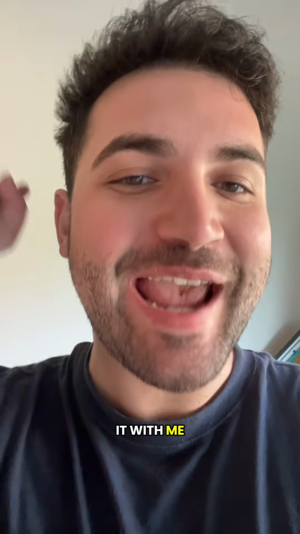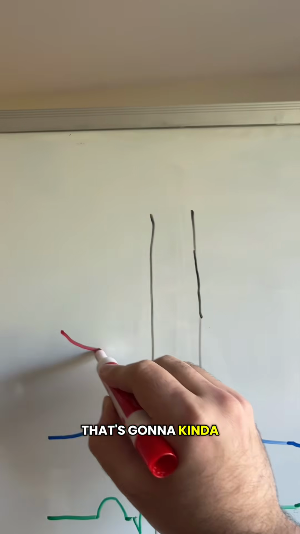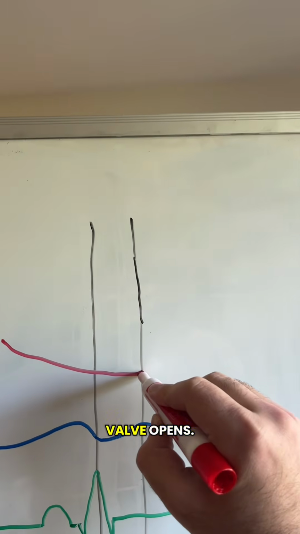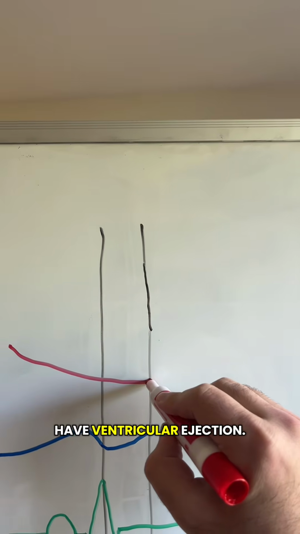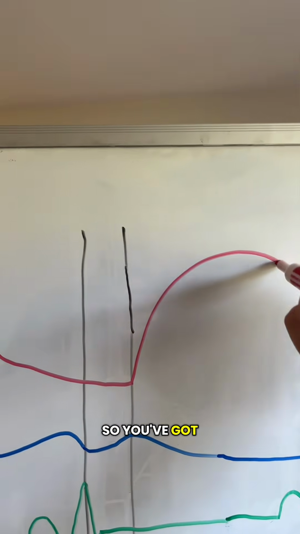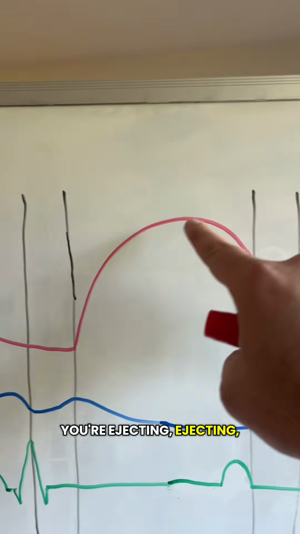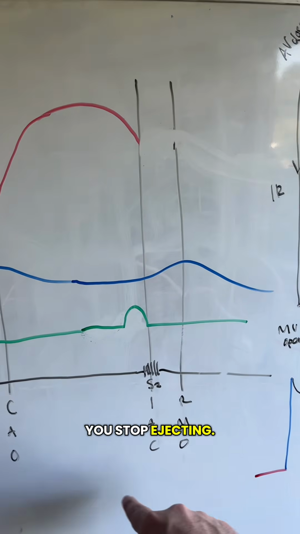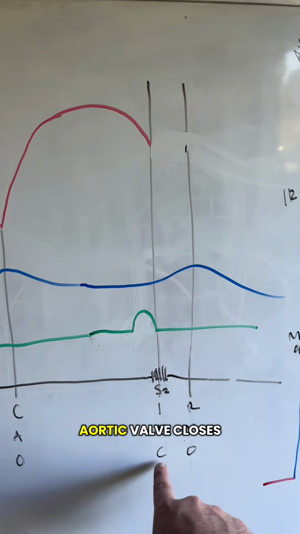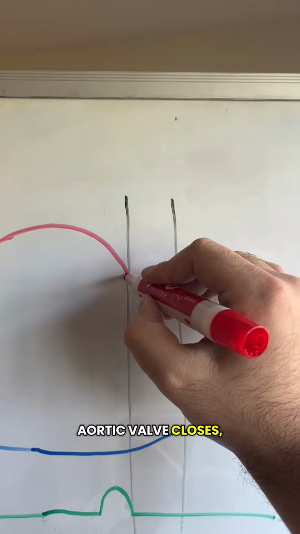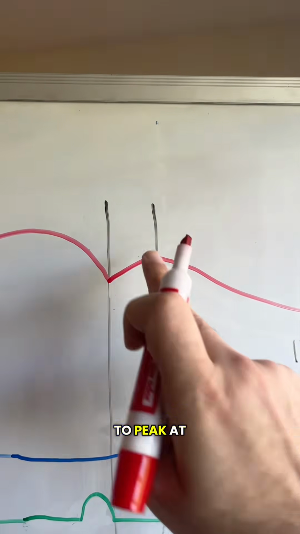What's next? Say it with me, aortic waveform. That's going to kind of swoop down here until the aortic valve opens. And then obviously you're going to have ventricular ejection. So you've got big increase, right? You're ejecting. And then you stop ejecting. You terminate ventricular systole when the aortic valve closes. And when your aortic valve closes, you get your dicrotic notch, which is going to peak at this last line.